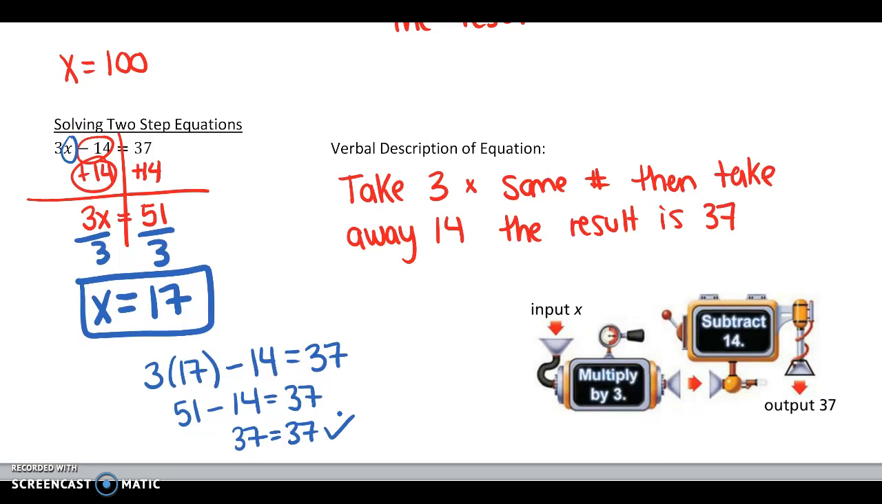Okay, but ultimately, if you're starting with the original number, you want to work backwards to figure out what that number is going to be. So if you're subtracting 14 from it, you want to add 14 to undo that subtraction. If you're multiplying that number by 3, you want to divide by 3 to figure out what you started with, which you can see here how that works.